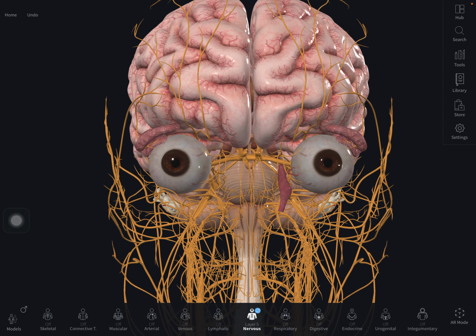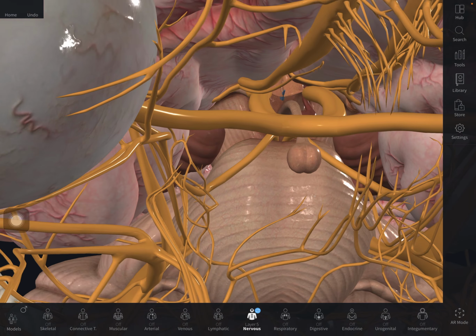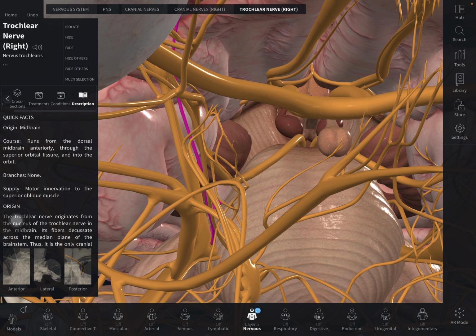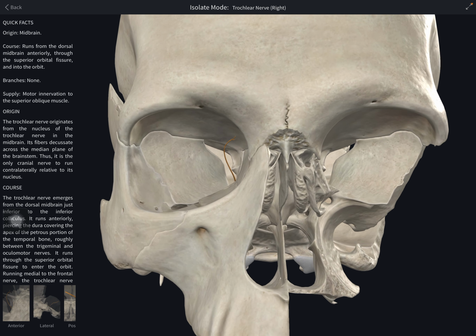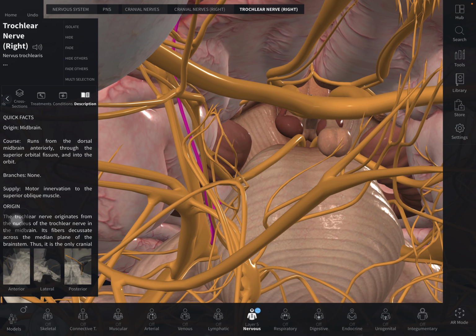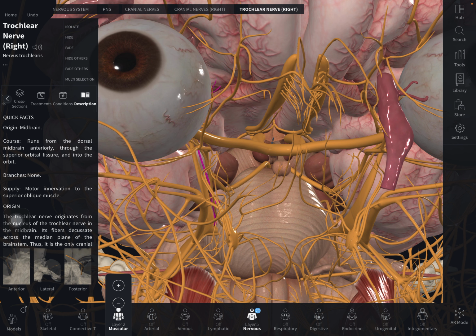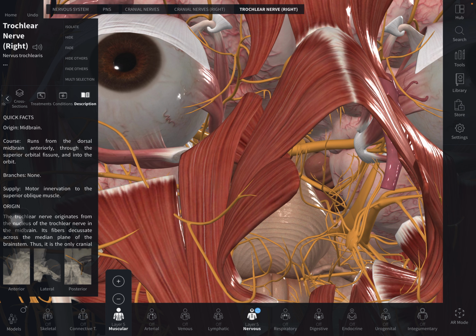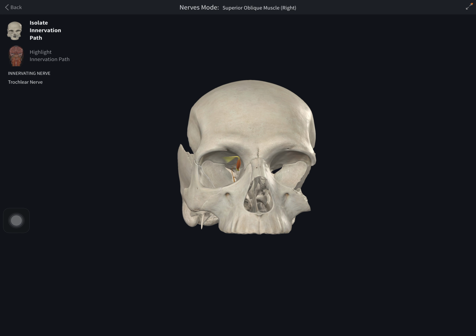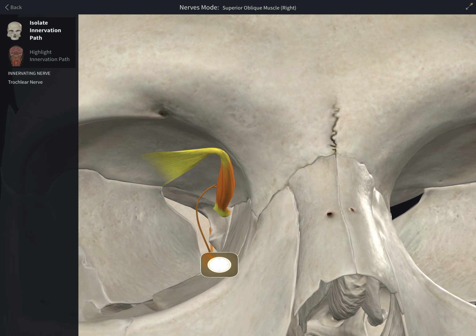Then the trochlear nerve, that's the fourth cranial nerve. This trochlear nerve is innervating this superior oblique muscle of the eyeball. So this is the superior oblique muscle which I am going to show you. This superior oblique muscle is innervated by this trochlear nerve, that is also exiting the cranium through this supraoptic foramen.